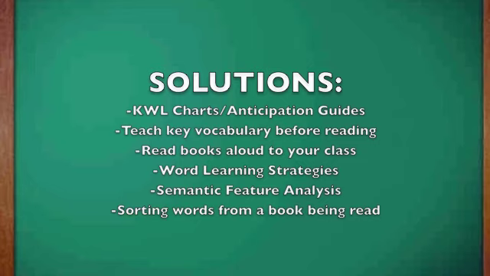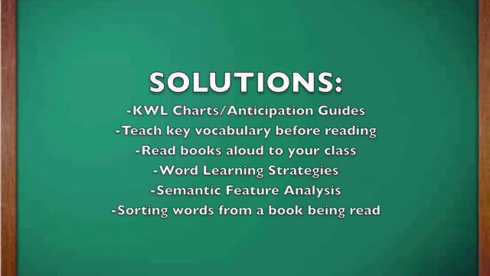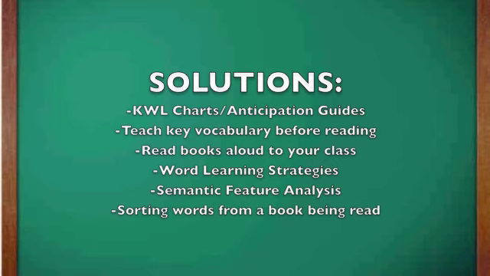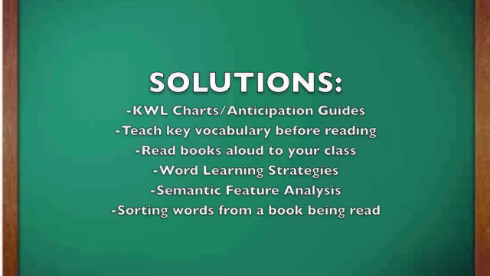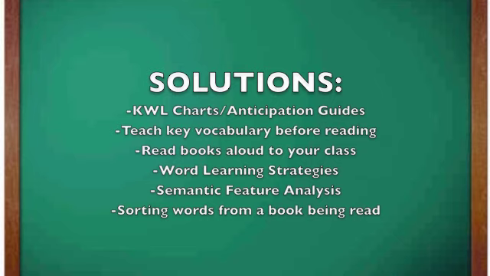To help your students with this problem, you can have them create KWL charts and anticipation guides. You can teach key vocabulary before reading. You can read books aloud every day to build the student's vocabulary. You can teach idioms, synonyms, antonyms, and word learning strategies. You can use semantic feature analysis, and you can have them sort words from a book that is going to be read or from a thematic unit. But today, I will just be focusing mostly on word learning strategies, reading to your students every day, KWL charts, and focusing on key vocabulary words before reading.